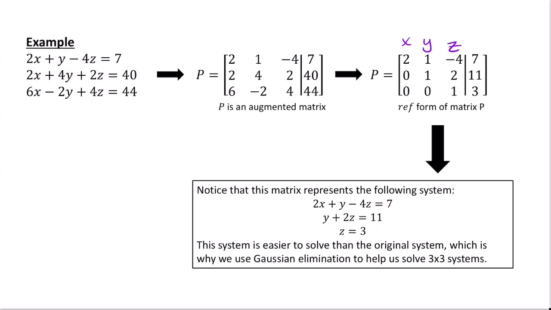If we look at row 2, notice that our coefficient of x is 0. So we actually will not have an x in this equation. We'll just have 1y plus 2z equals 11. And then in row 3, our x and y have coefficients of 0, so we'll just have z equals 3. So that's the system that I've written here. And notice that if we think about solving the system algebraically, it's going to be much simpler to solve than this original system that we had. So that's the purpose of using Gaussian elimination first.